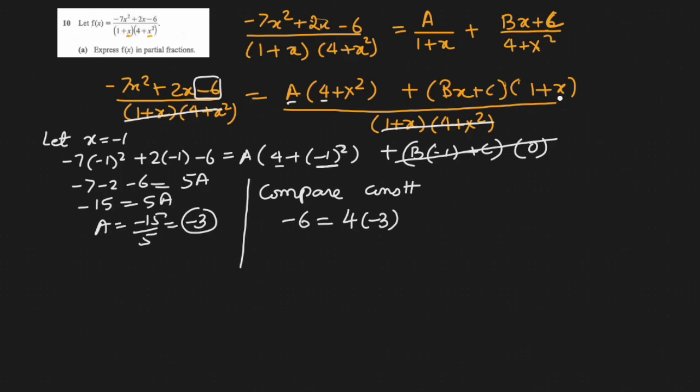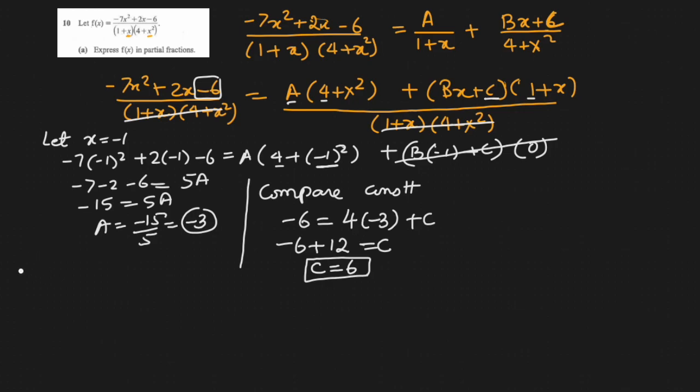What will be constant in this expansion? C times 1 will be the constant. Just C. So I compared constants: minus 6, and this is minus 12, becomes 12 here, equal to C. So C is equal to 6. Now we are left with B. We have to find B.